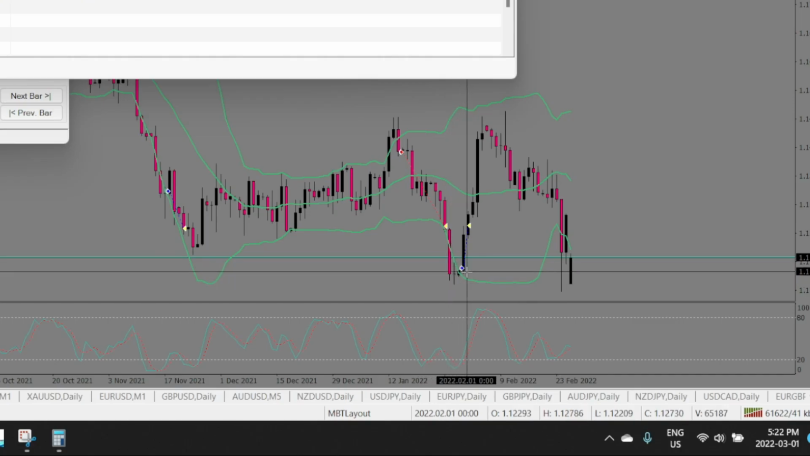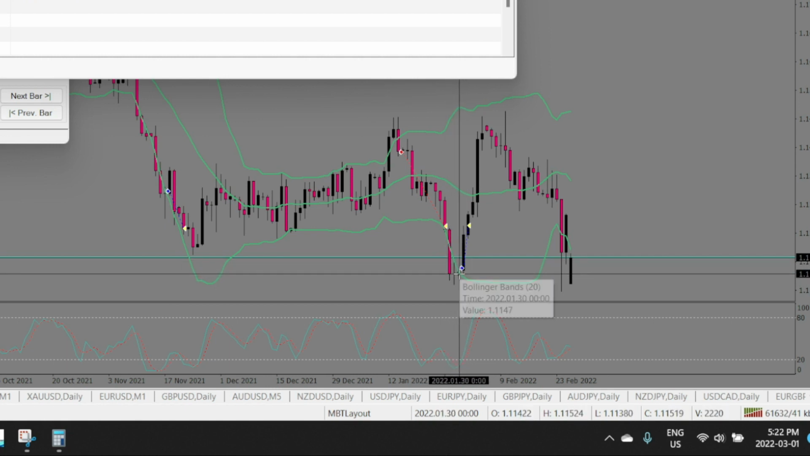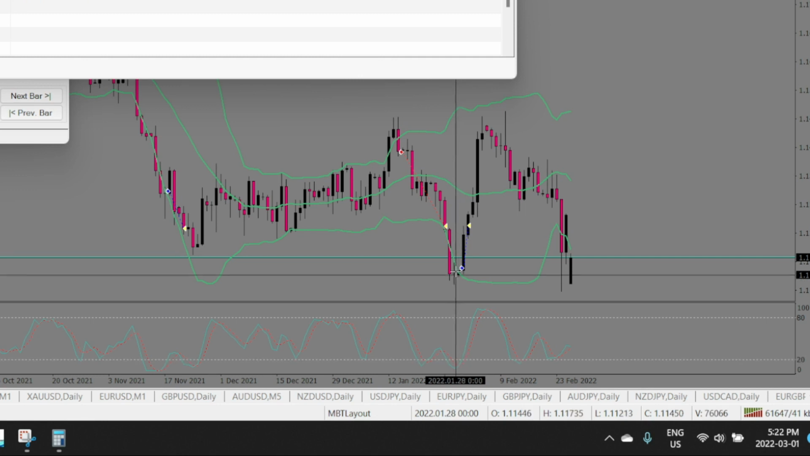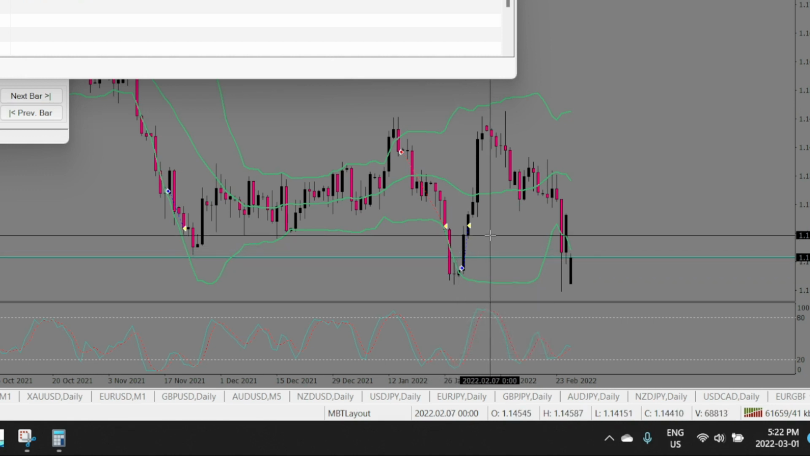I would buy down in here when prices were breaking the bottom of the Bollinger Band, and then I would wait for down here. You will start to see that the stochastics is crossing over one another. So I would wait for that to cross over and make sure that price is breaking through the Bollinger Band. Those are my two things. If I don't have both of them, then it's no trade. If I only have one out of two, then it's no trade.